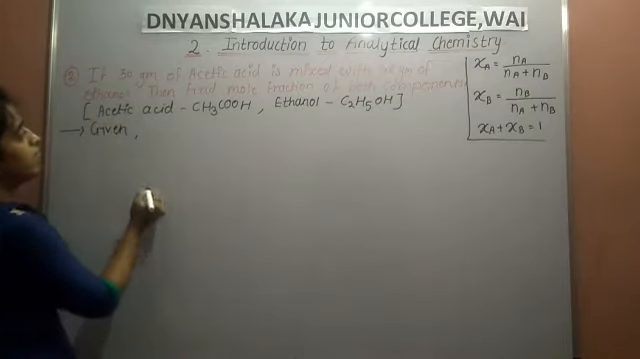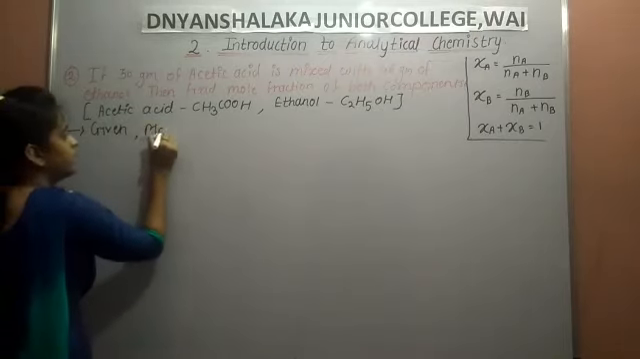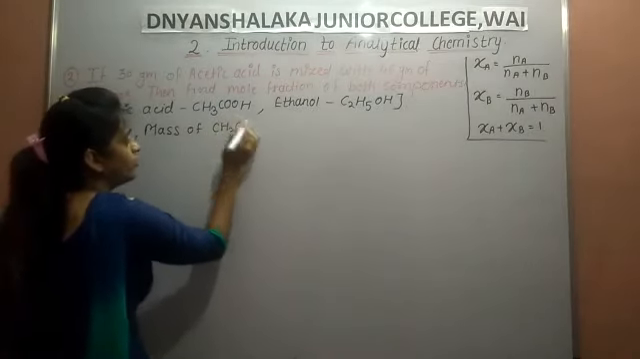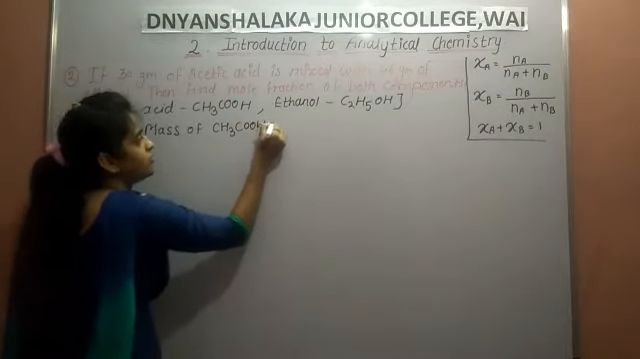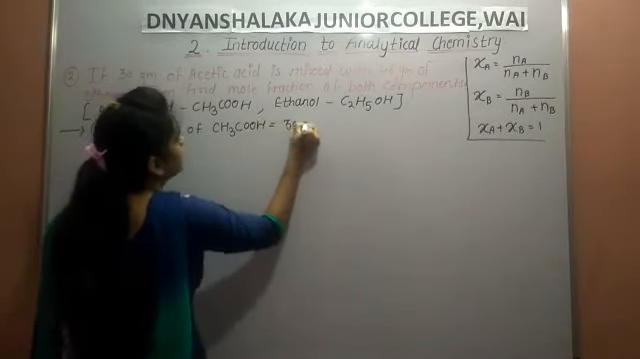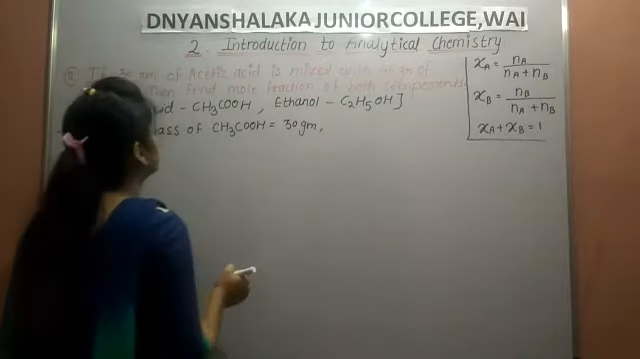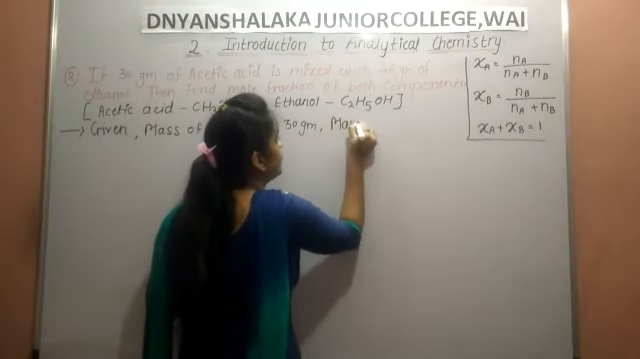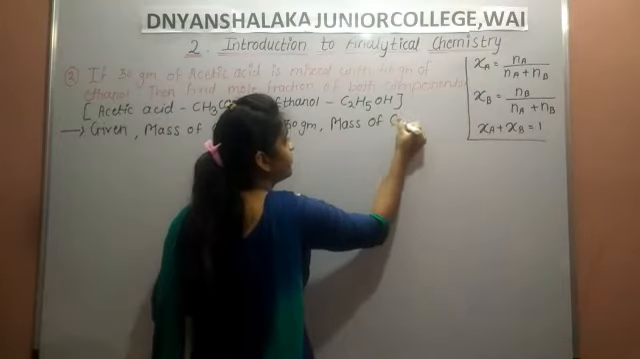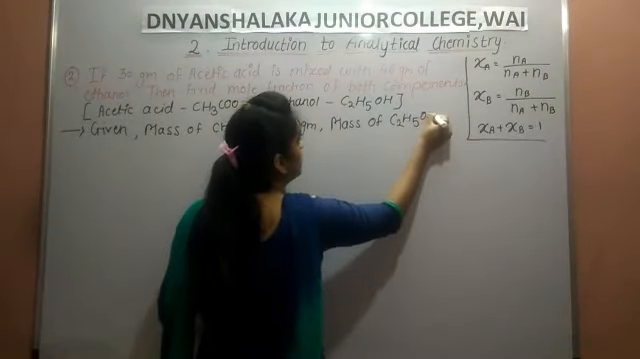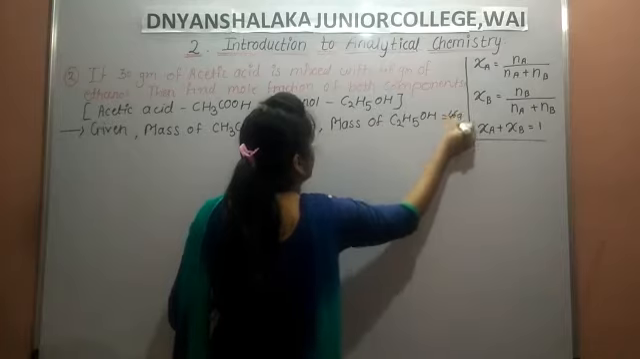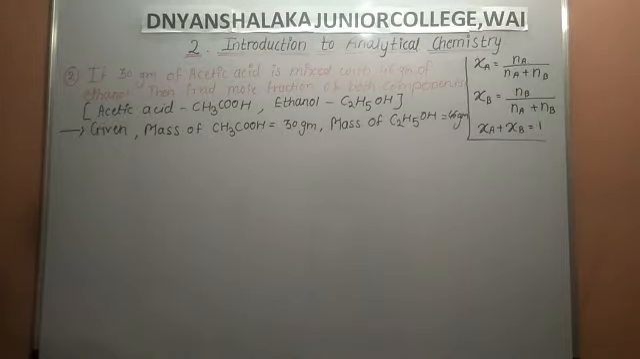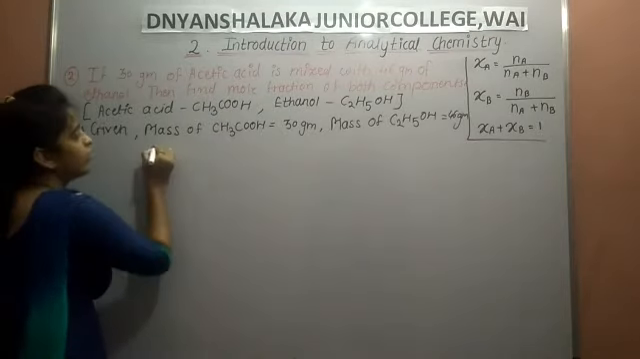Mass of acetic acid, means mass of CH3COOH, which is given as 30 gram. And next, mass of ethanol, means mass of C2H5OH, which is given as 46 gram. And then find out the number of moles and mole fraction. And find the mole fraction of both components.